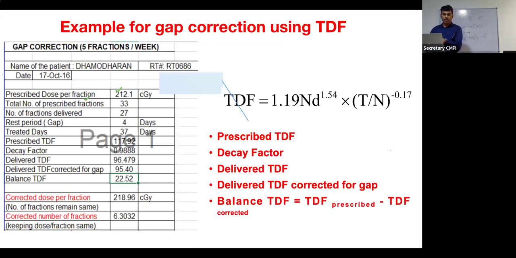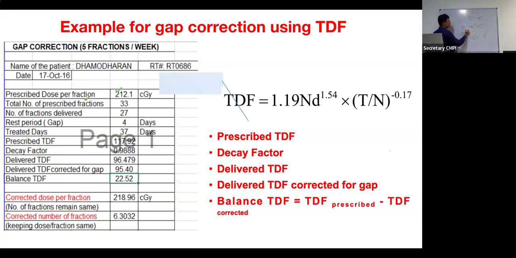Here we are getting the decay factor as 0.988. Now the delivered TDF should be multiplied by 0.988. So instead of 96.47, you are getting 95.4. That is the effective delivered. Now from the prescribed TDF, that is 117 in this case, 117 minus 95, the balance TDF is 22 you are getting. Instead of 20, for example, you have to give 22 TDF.